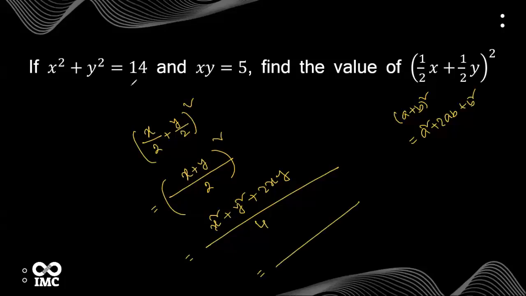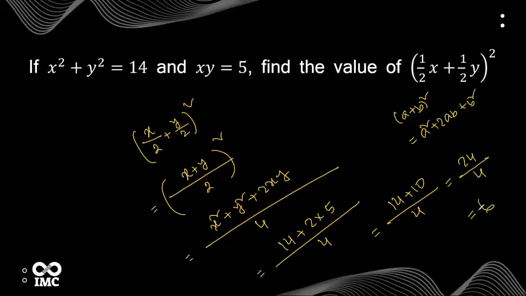So x square plus y square, that is 14, plus 2 multiplied by xy, which is 5, divided by 4. So 14 plus 2 5s are 10, by 4. 14 plus 10 represent 24. 24 by 4 will be 6. So 4 6s are 24.